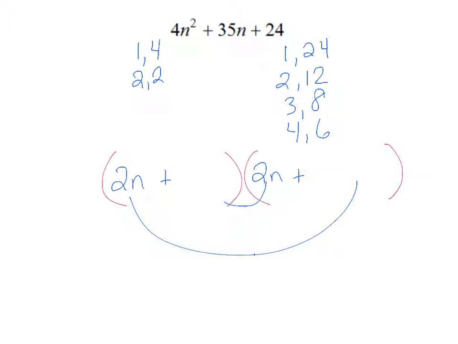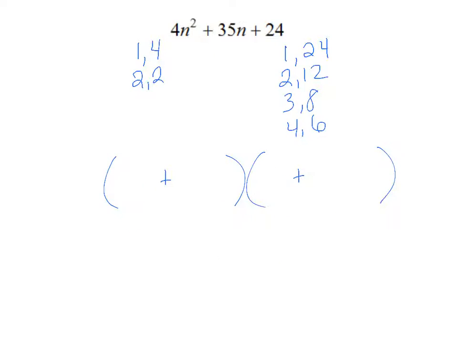I don't think these initial ones are going to be 2 and 2. I'm going to have to change that. I'm going to X out the 2 and 2 because I know I've tried that and it's not going to work. Now I'm going to put in a 1 and a 4. And this time, when I do outer and inner, I want that to add up to 35.